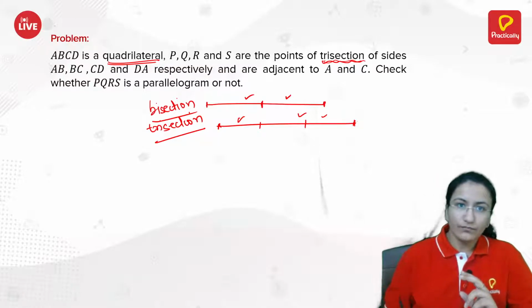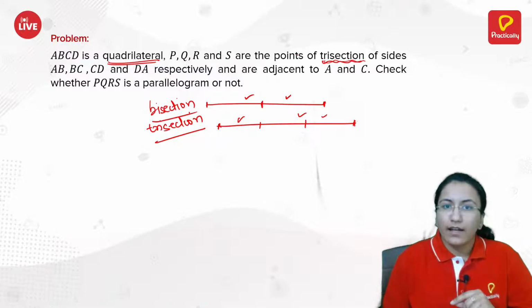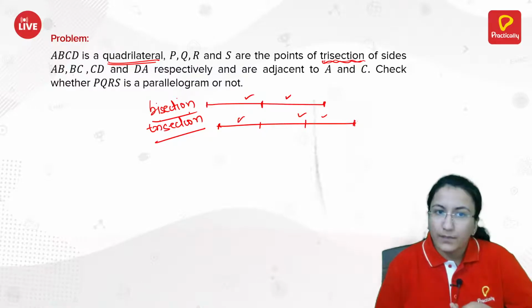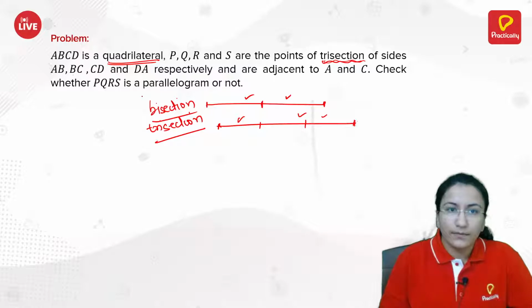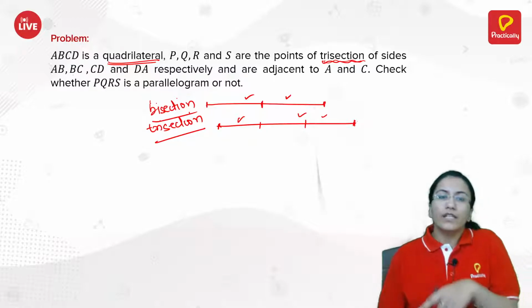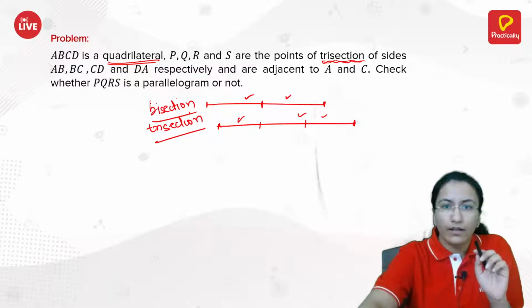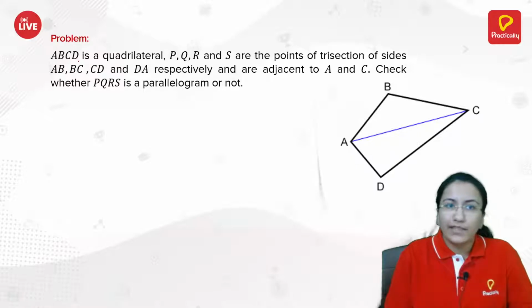So next, here we have P, Q, R, S are the points of trisection of sides AB, BC, CD and DA respectively and are adjacent to A and C. Check whether PQRS is a parallelogram or not. Okay, so now let's discuss its figure. For the figure, you need to draw a quadrilateral. I have drawn a quadrilateral ABCD.